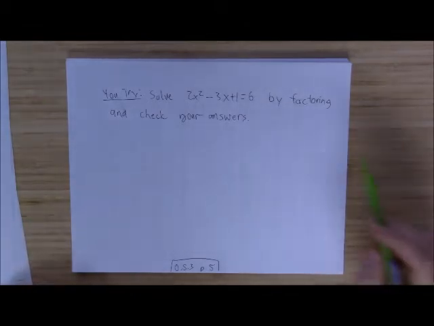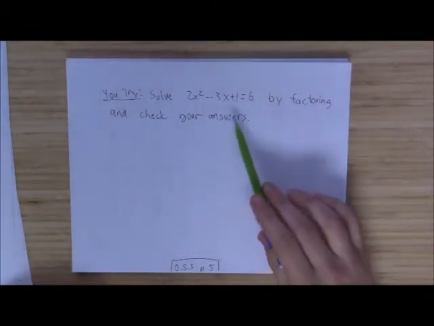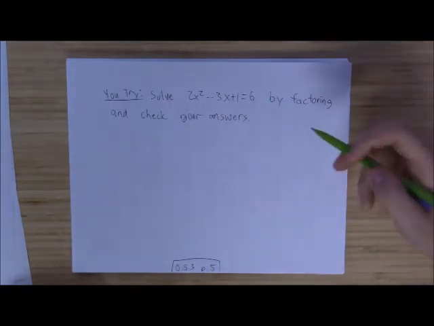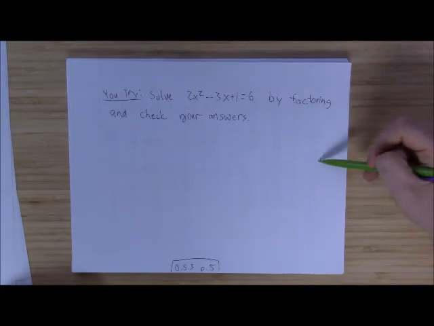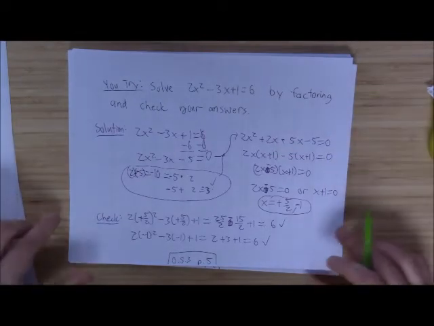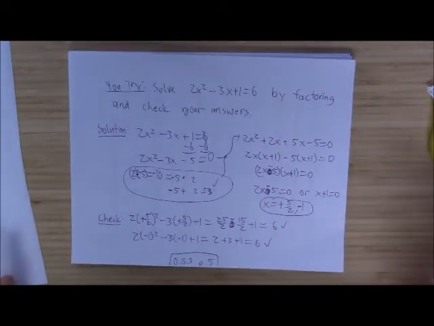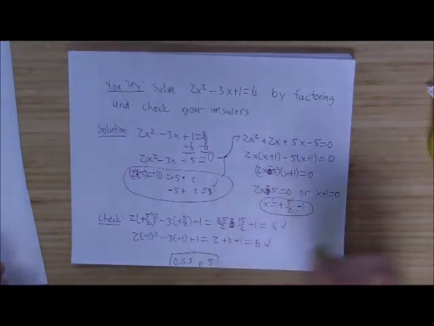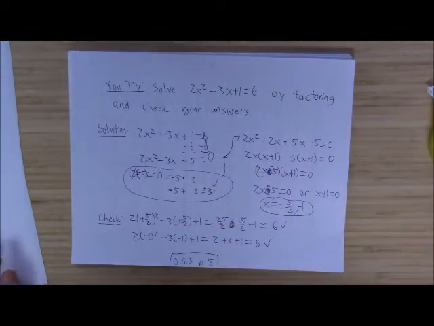Go ahead and solve 2x squared minus 3x plus 1 equals 6 by factoring, and be sure to check your answers. On the count of 3, I'll reveal the solution. 1, 2, 3. And there you have the solution. I made some mistakes with my signs. Yeah, always be careful with signs, as those can often mislead you.